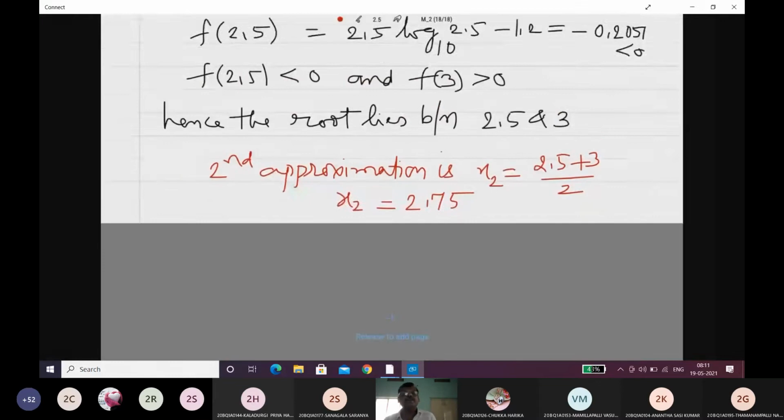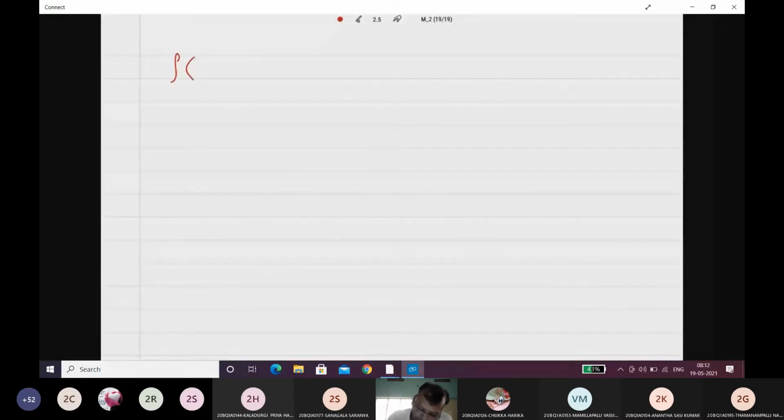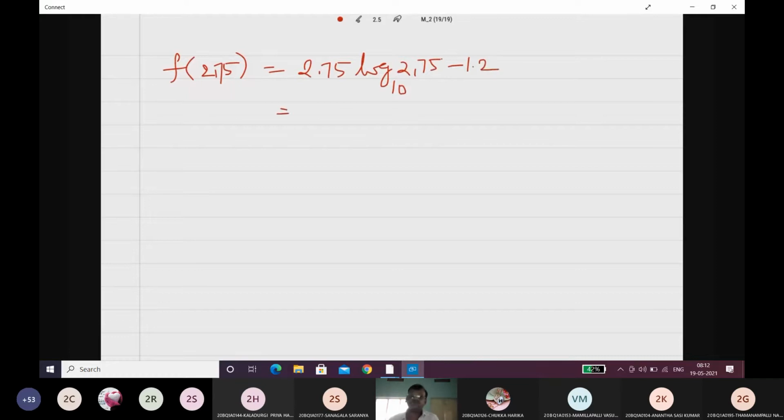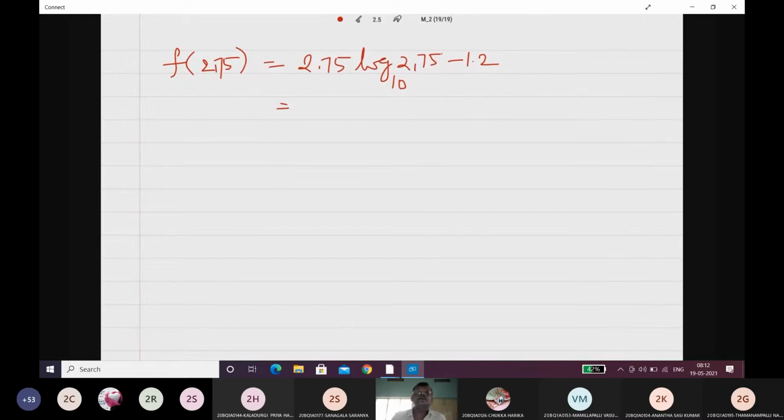Now immediately we can find out f of 2.75. Now f of 2.75 is equal to 2.75 log 2.75 base 10 minus 1.2. What is this value?